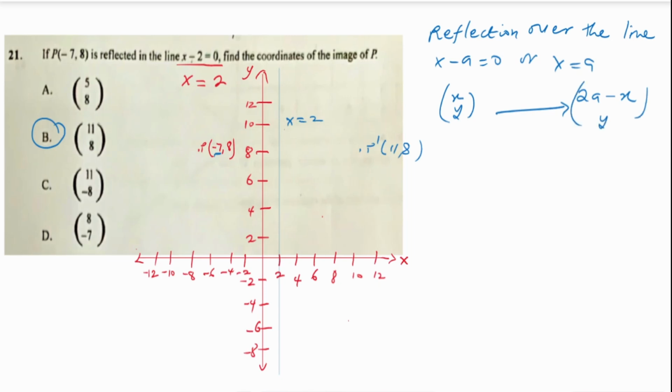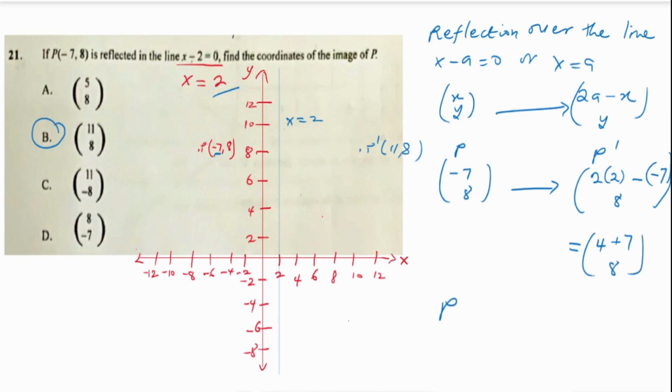Putting in the values, we have our point P to be (-7, 8), right? So the image, which will be P prime, is going to be 2 times a, as I have it here is 2, then minus x, which is -7, and then y, which is 8. Solving that further, this side gives us 4 plus 7, because of the -7, which is 11, and then y is 8. So P prime is (11, 8).